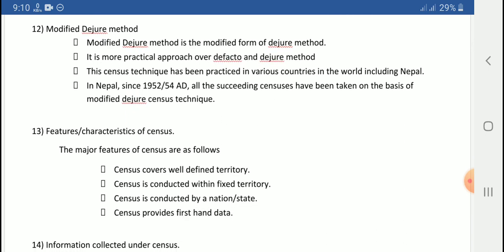In Nepal, since 1952 or 54 AD. That means in this census, it took place in 1952. The census was conducted in the eastern part, and up till 54, it was conducted in the western part. That's why it was conducted from 52 to 54. All the succeeding, that means all the census that has been taken in Nepal so far since 1952 to 54 AD, are conducted by the modified de jure method.